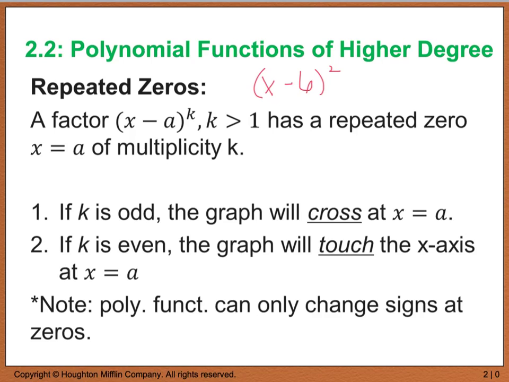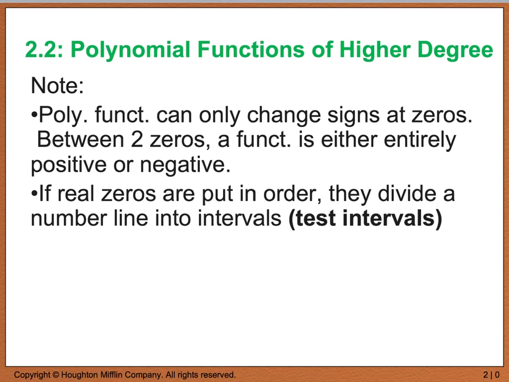Now, one thing I want you to make note of is that a polynomial function can only change signs at the zeros. So when we're looking between two zeros, a function is either going to be entirely positive or entirely negative. If the zeros are put in order, so you can calculate all of your zeros and then put them in order from the smallest, or most negative, to the most positive, then this does what we call divide our number line into intervals, or test intervals. And we're going to look at test intervals in the next example.